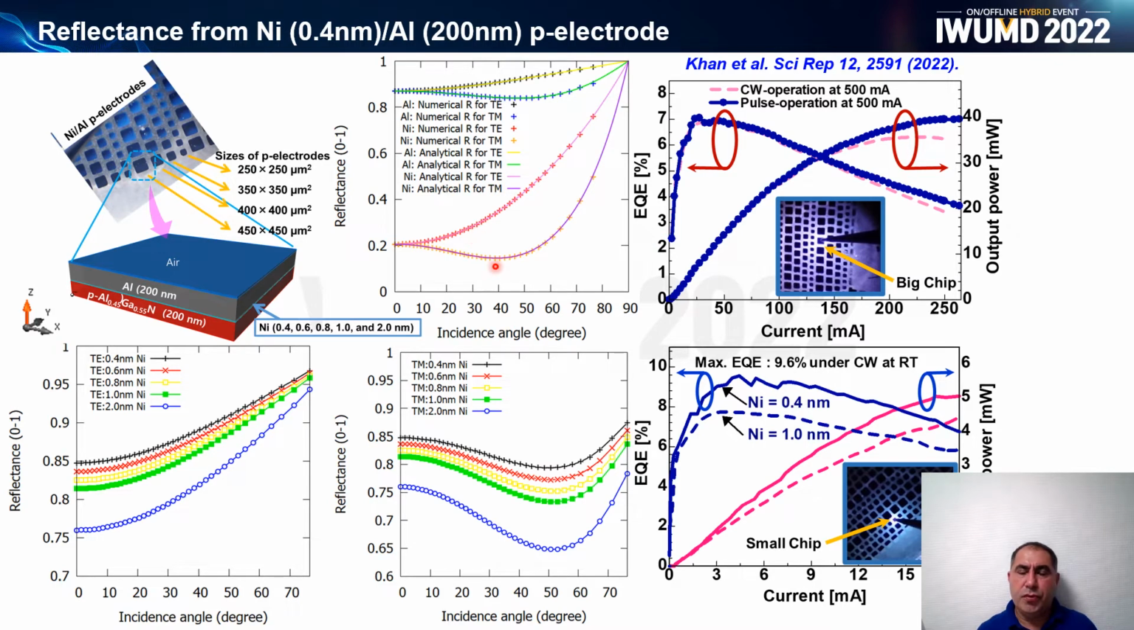We further improved the UVB EQE by using a very thin nickel layer in nickel aluminum p electrodes, by changing the nickel thickness from 2 nanometers to 0.4 nanometers. Both in TE and TM mode, we can get very high reflectance, as shown here. And with this new p electrode in UVB LED, we enhanced the EQE up to 9.6% under CW operations. And light output power on bare wafer was enhanced to 40 milliwatts.